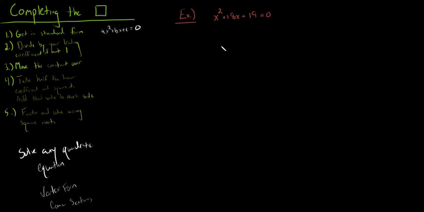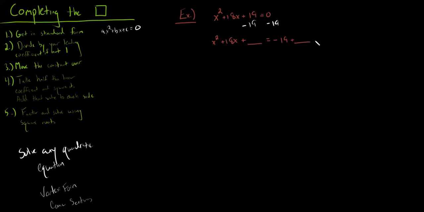Once you have a leading coefficient of 1, we want to move the constant over. So I will be subtracting 19 from each side. And once we do that, we get x squared plus 18x, and I'm going to leave a space here, because we're going to be adding something there, is equal to negative 19. And I'm going to leave another space there.